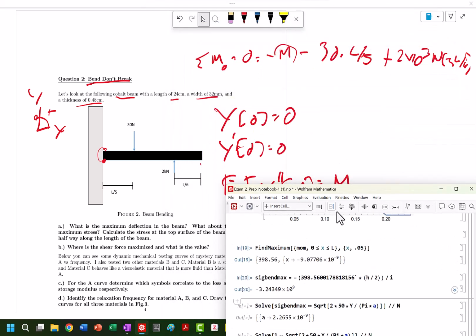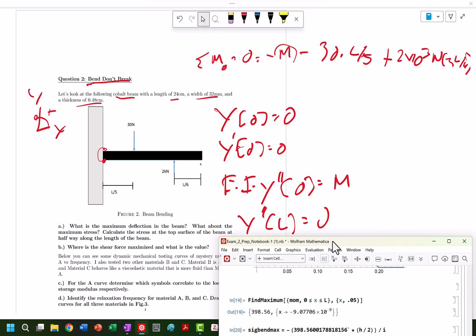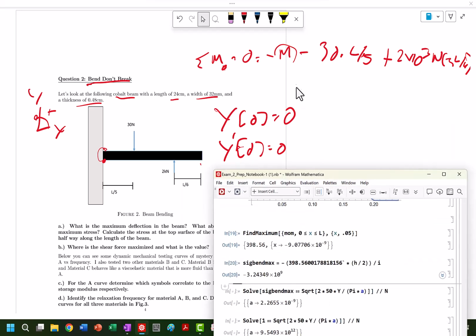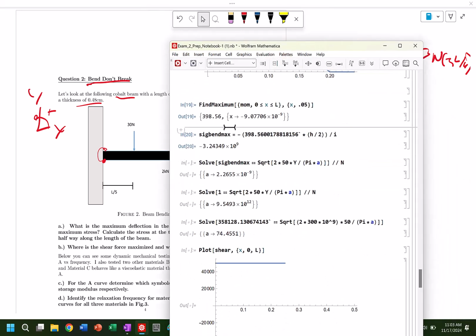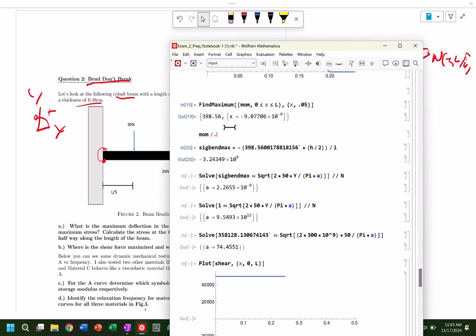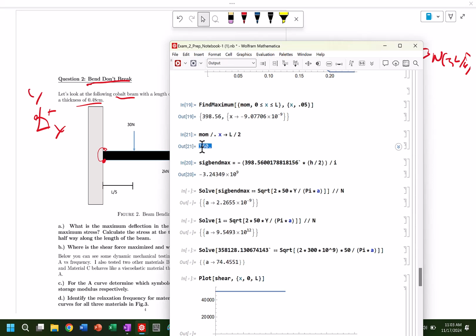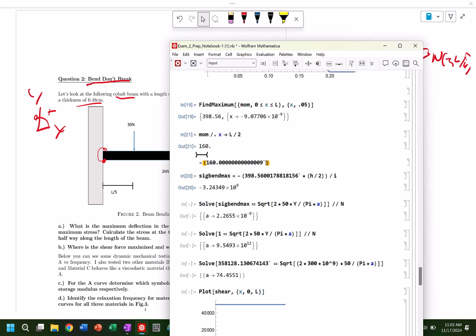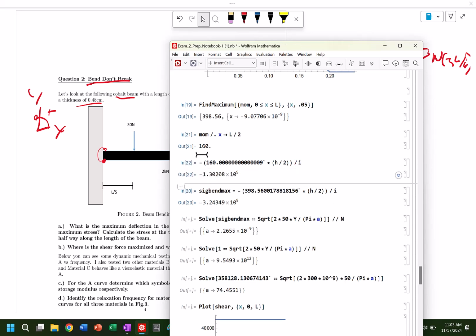Let's see. Calculate the stress at the top surface of the beam at halfway across the length of the beam. That is a very excellent question. So I'm going to do my moment, x goes to L/2, and then I'll just calculate that moment. That's positive. So my stress will be minus my moment times h/2 divided by I. If I look at that, that would be my stress there. You see the magnitude is less than the maximum, which makes sense.